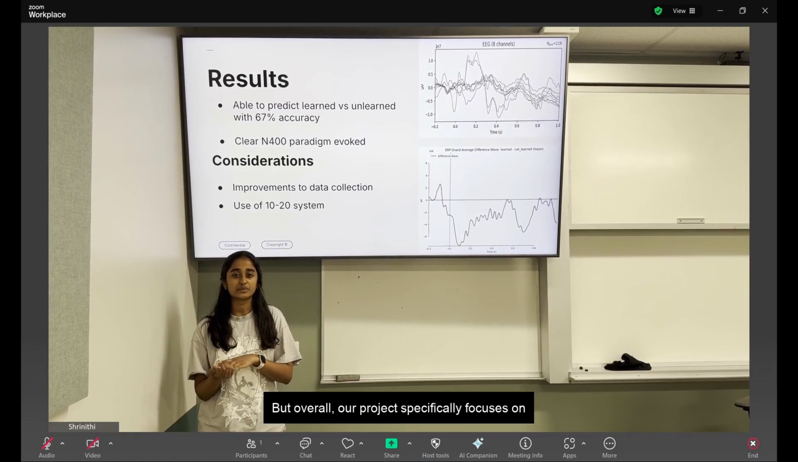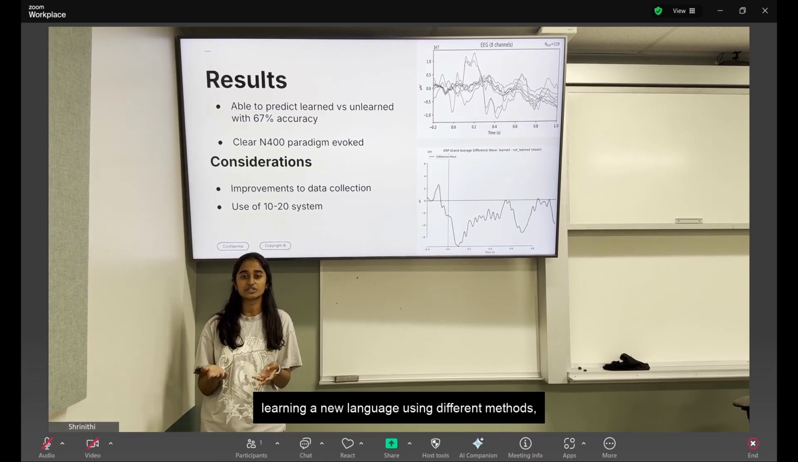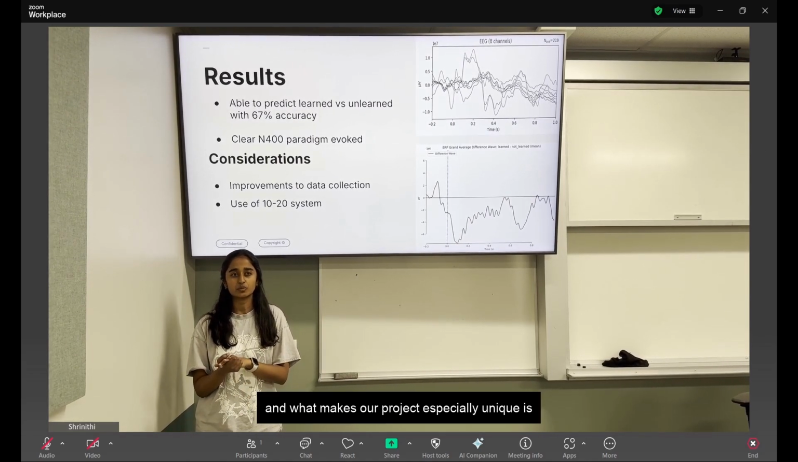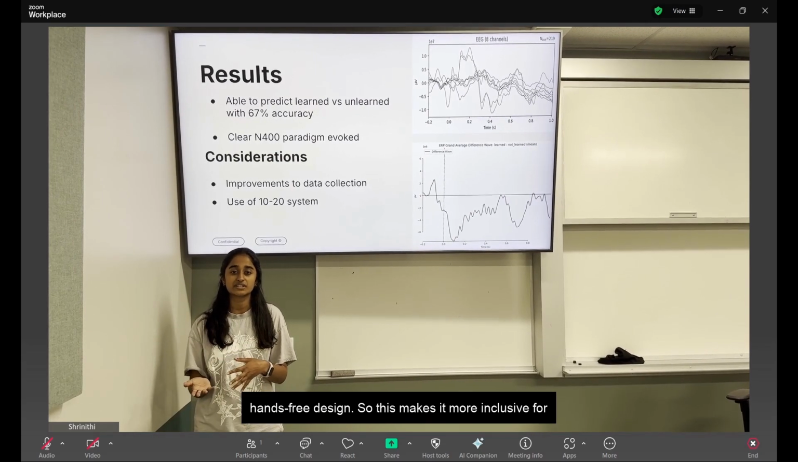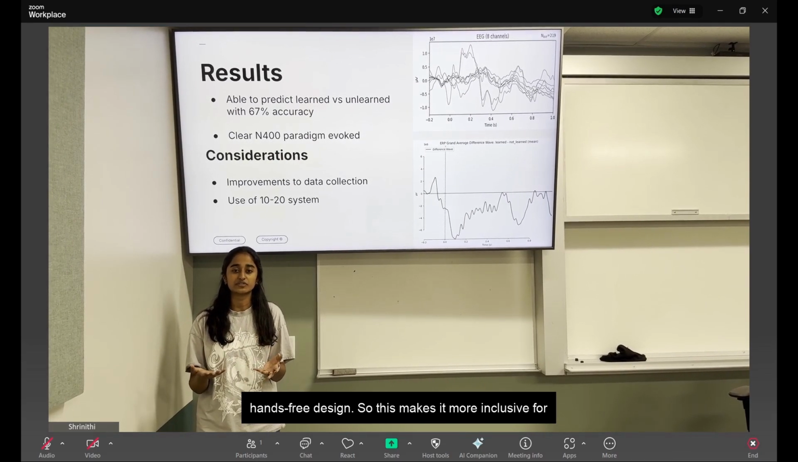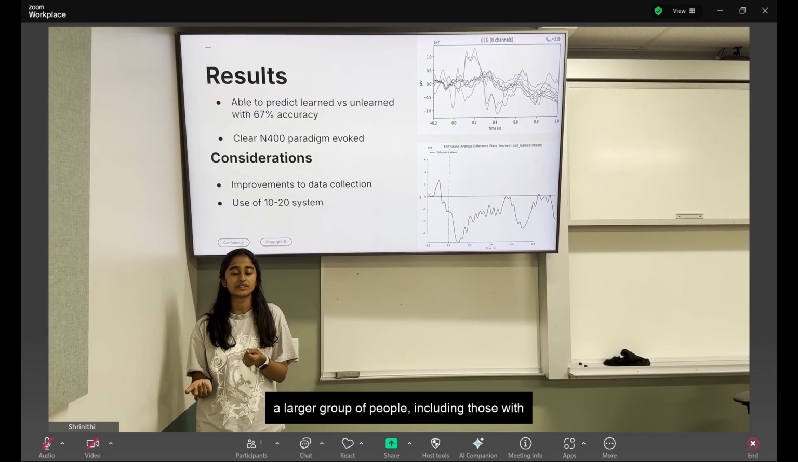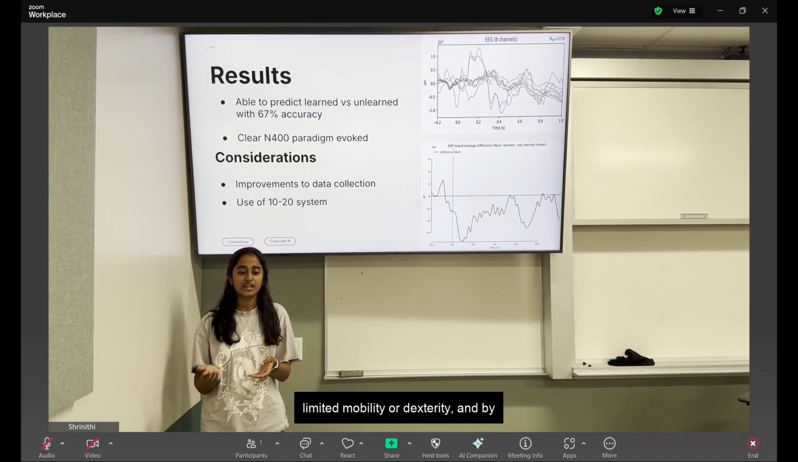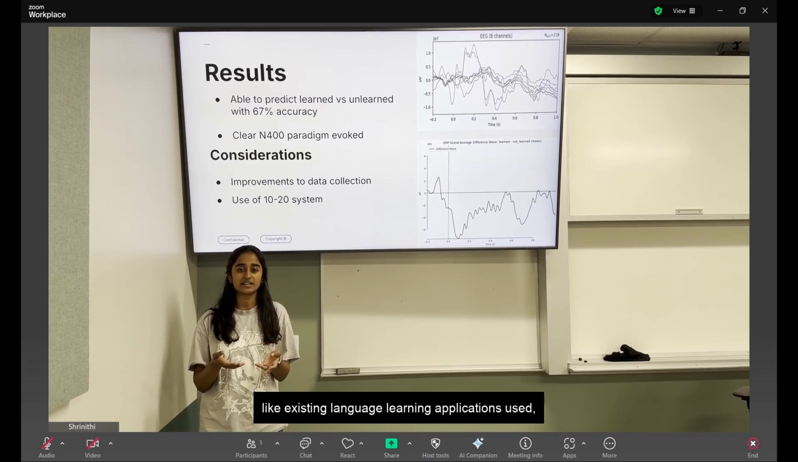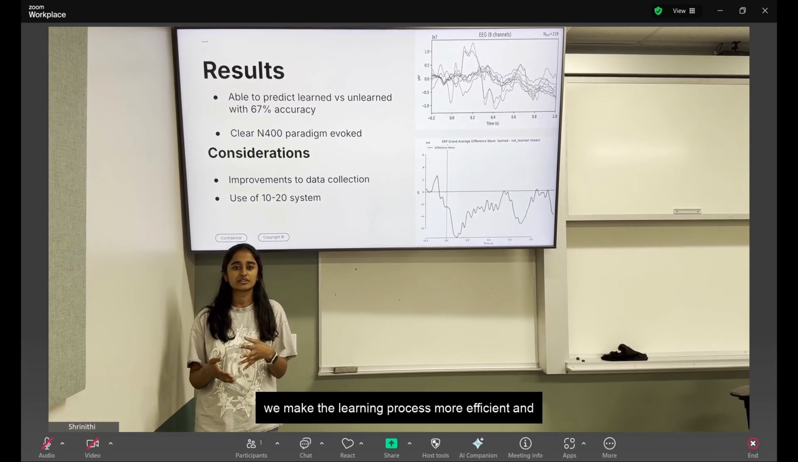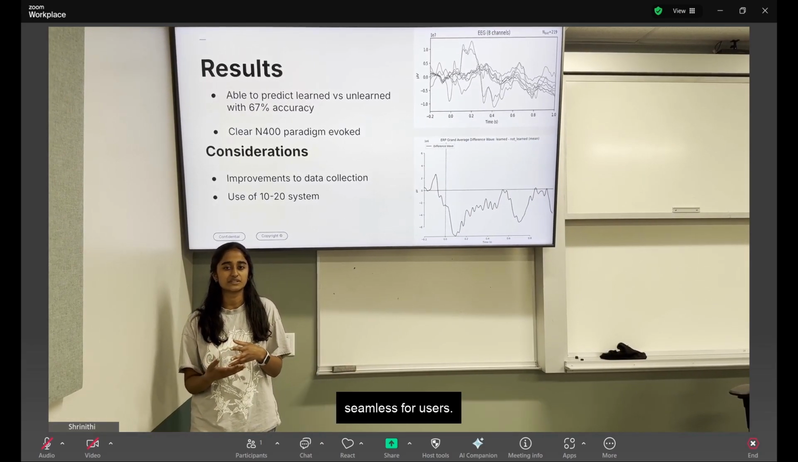Overall, our project specifically focuses on learning a new language using different methods. What makes our project especially unique is that it focuses on accessibility through a hands-free design. This makes it more inclusive for a larger group of people, including those with limited mobility or dexterity. By eliminating the need for the manual interaction that existing language learning applications use, we make the learning process more efficient and seamless for users.